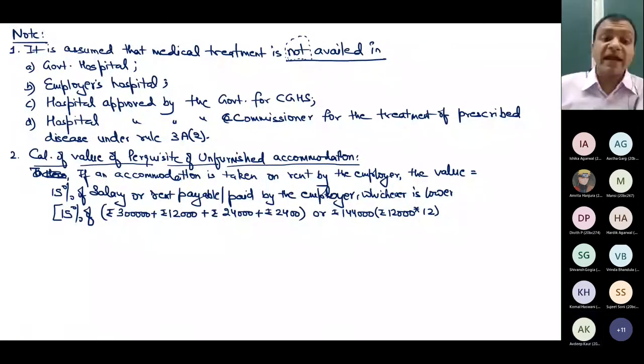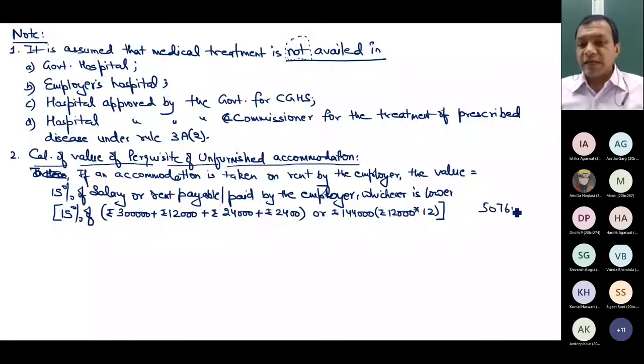Had it been medical allowance, I would have included it. But perquisites you cannot include. You can read your notes, if you have written that perquisites you cannot include. Now tell me which is lower. The lower is 3 lakh plus 12,000 plus 24,000 plus 2,400 into 15%, 50,760 or 144. Oh, 50,760 is lower. And now can you tell me what I will deduct?